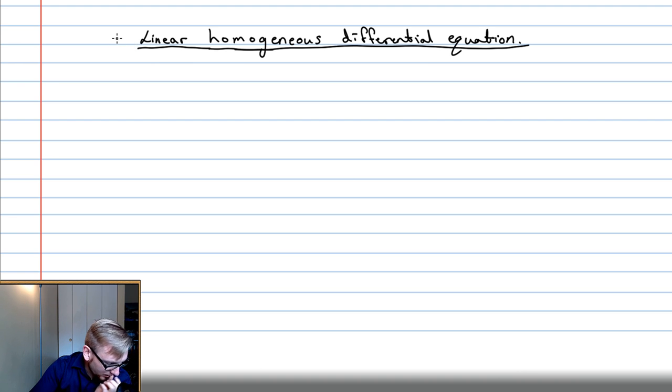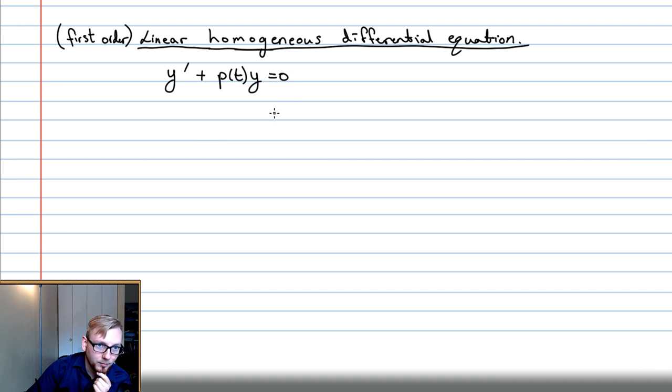Let's see. The linear homogeneous differential equation is of the form, well, it's first order. We've got y prime plus some function, we'll call it p of t, times y equals 0. I'm using the t variable. Lots of other textbooks and whatnot will use the x variable. The difference doesn't matter. And so this is just the simple, standard, first order linear differential equation.